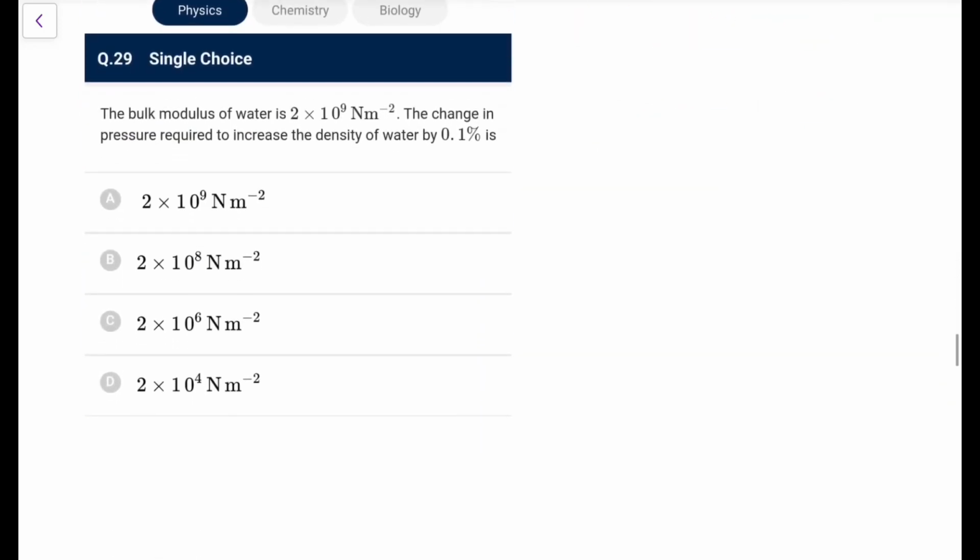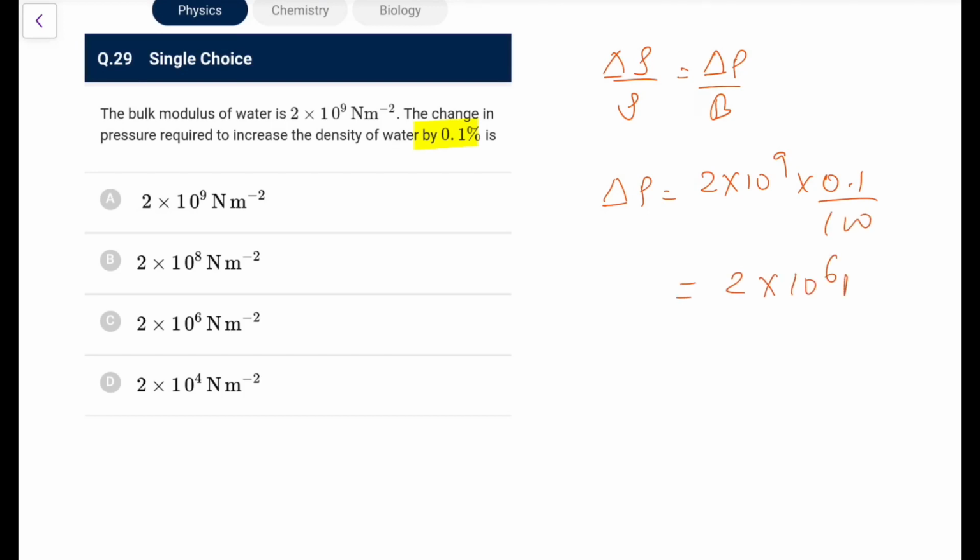Next one. The bulk modulus of water is 2 into 10 to the power 9. We need the change in pressure required to change the density. So you know delta rho by rho is equal to delta P by B. That you remember. So what is the change in pressure? The change in pressure is bulk modulus 2 into 10 to the power 9, times delta rho by rho, which is simply delta V by V. So to change it by 0.1, 0.1 means 0.1 by 100. So it is 10 to the power minus 3. So 2 into 10 to the power 6 Newton per meter square. That should be the option as per me. So option C is the right one.